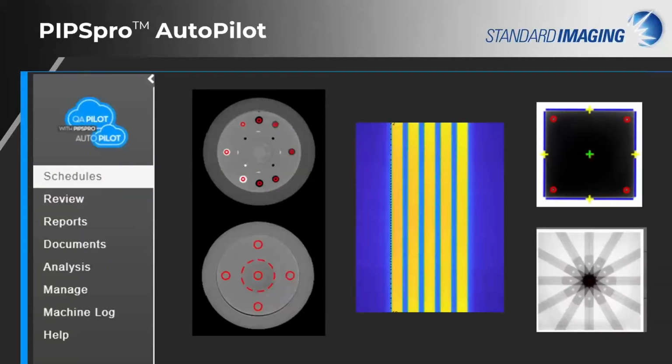Our latest add-on feature to QA Pilot is the PIPSpro AutoPilot section, which allows users to take advantage of our automated analysis of image-based tests. Whether it's for TG142 or another protocol that is for imager and machine QA, PIPSpro AutoPilot will automatically analyze uploaded image files and display the results in the assigned schedule. No manipulation of images is required, no need to mark fiducials, no need to define analysis regions. It's all done automatically.